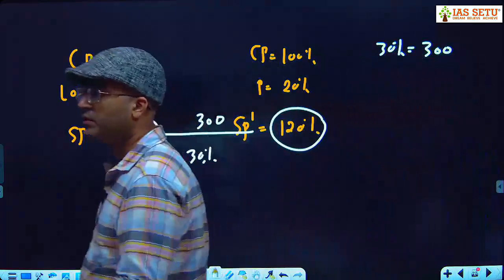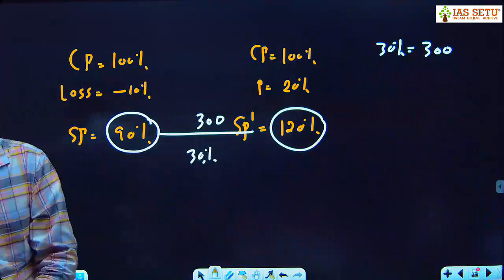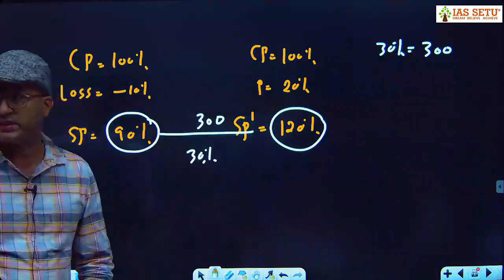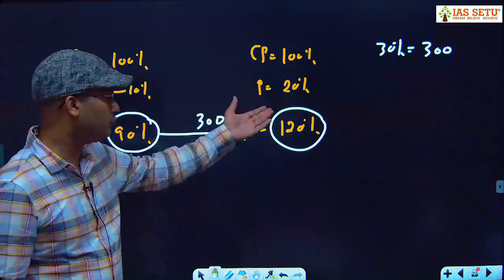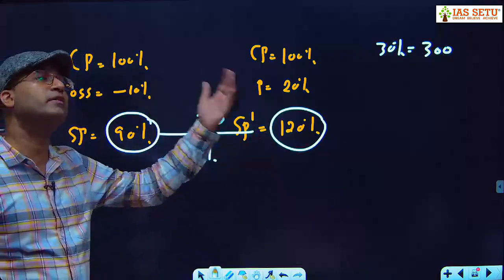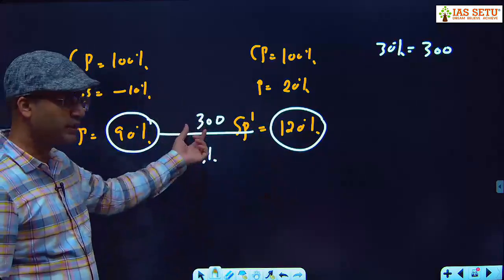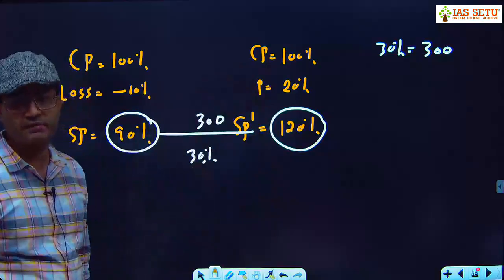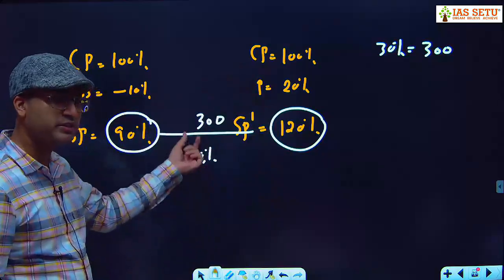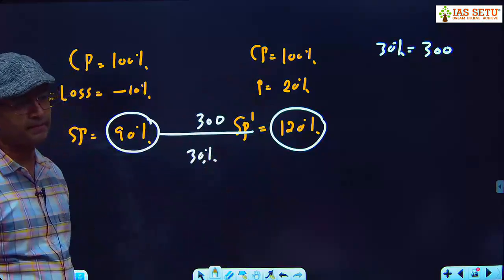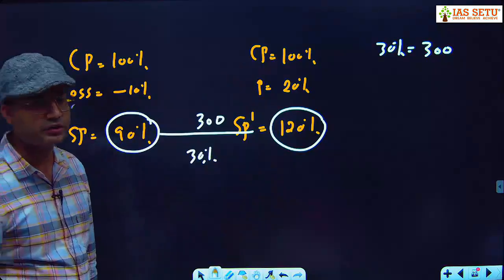I repeat, when I sold radio at 10% loss, selling price 90%. If I would have made a profit of 20%, selling price would have been 120%. तो 30% 300 rupees equate. ये 30% का difference है, वो 300 रुपए की वजह से ही है. There is no other factor in the question.